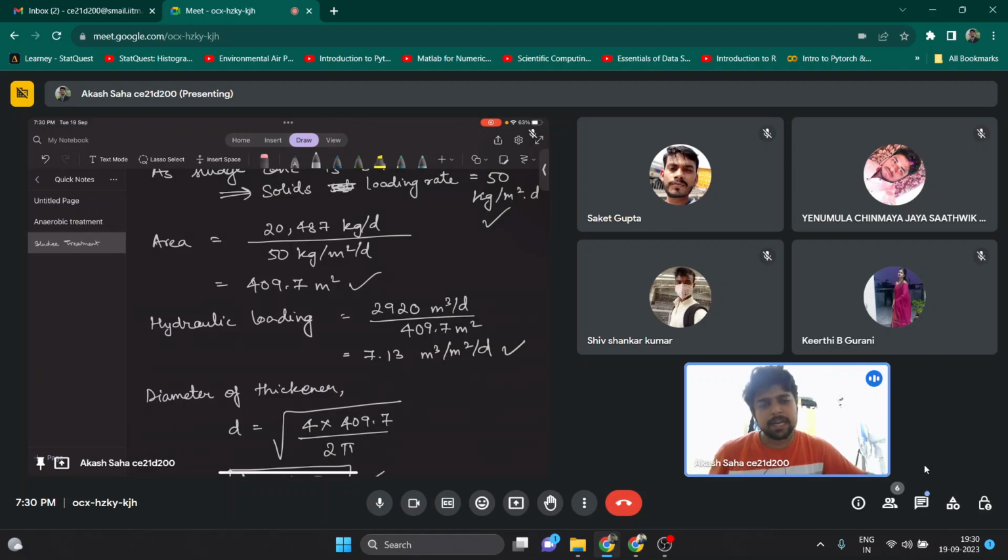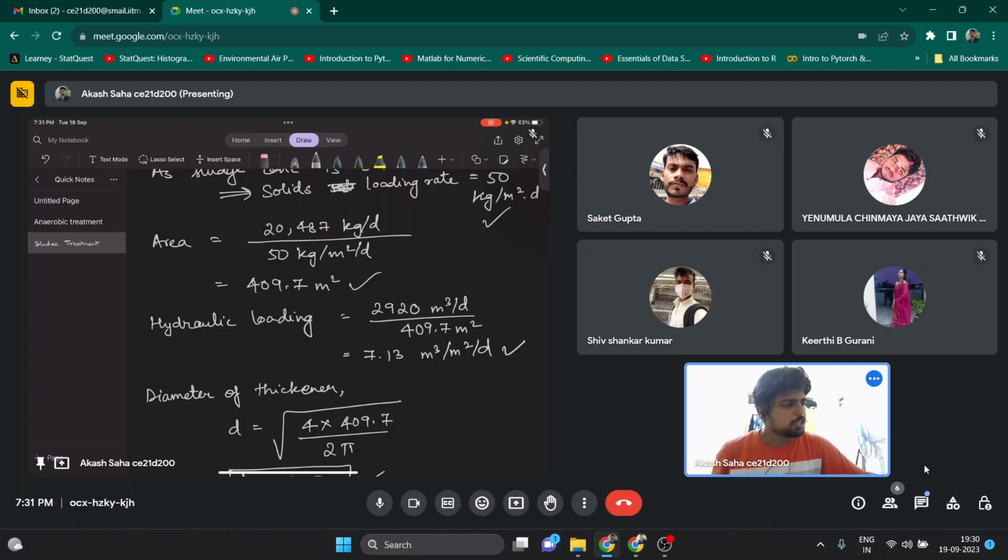So suppose in GATE they are focusing on the diameter of the thickener. They will give you the solid loading rate. You may have to calculate the dry solid content and then divide by the solid loading rate, and find out the diameter accordingly with the help of the area. So in that way they can ask. So the answer would be much more specific.